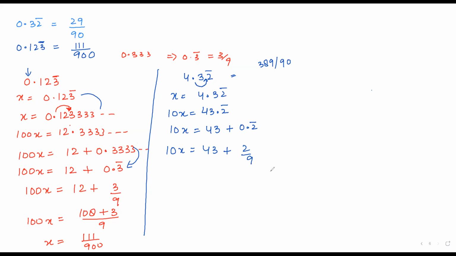What is the issue? Take LCM on the right hand side. Is it so long? Now 43 into 9. Do it separately quickly. 3 into 9 is 27. Carry 2. 4 into 9 is 36 and 2 is 38. So I'm getting 387 plus 2. Now you bring this 10 also here because you want x here. So this becomes 389 by 10 into 9, which is 90. That's the answer.